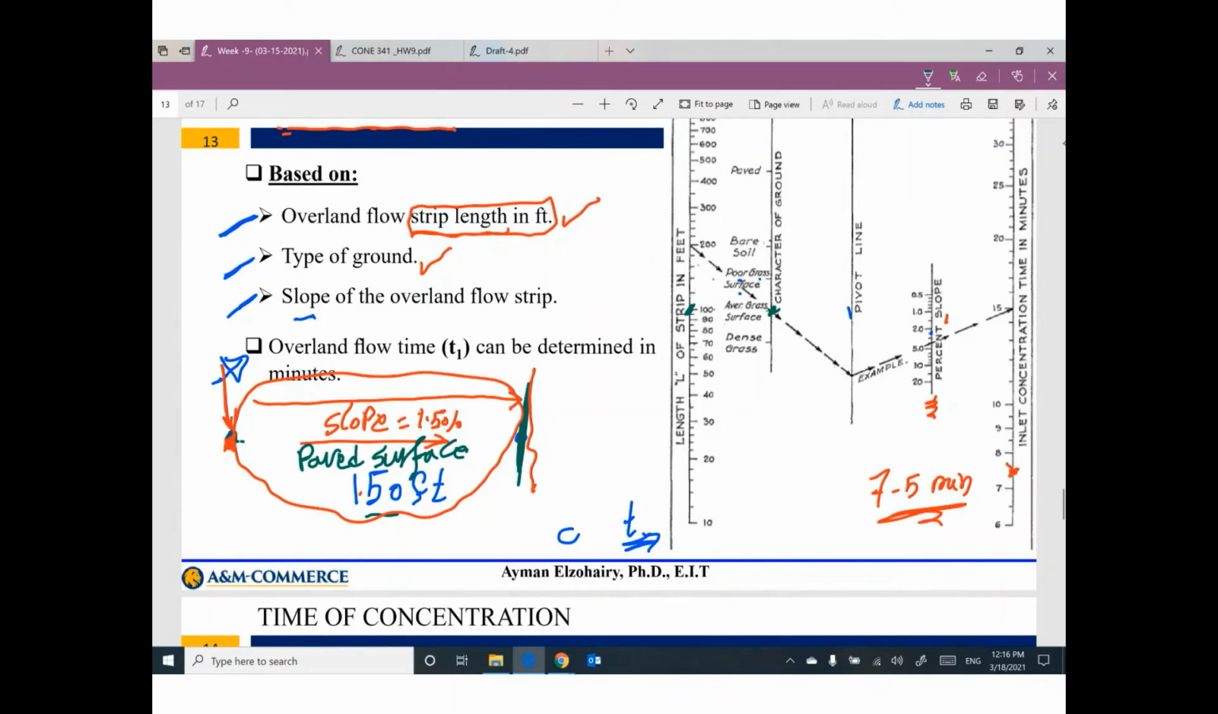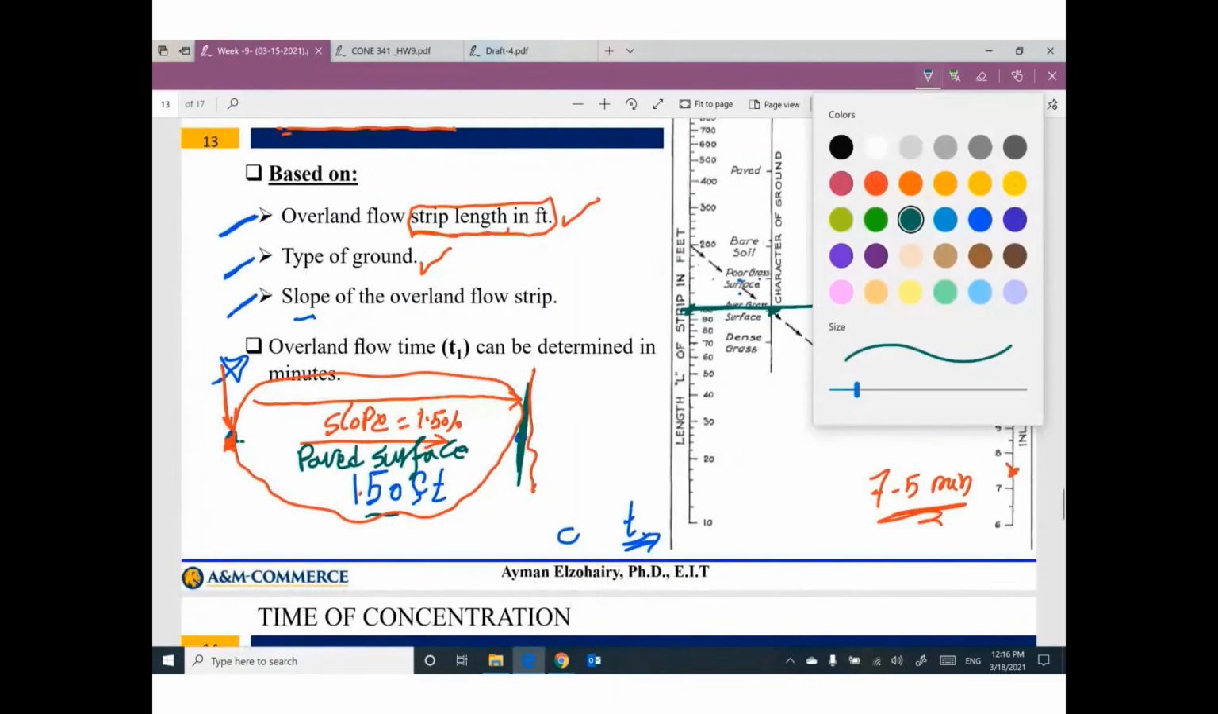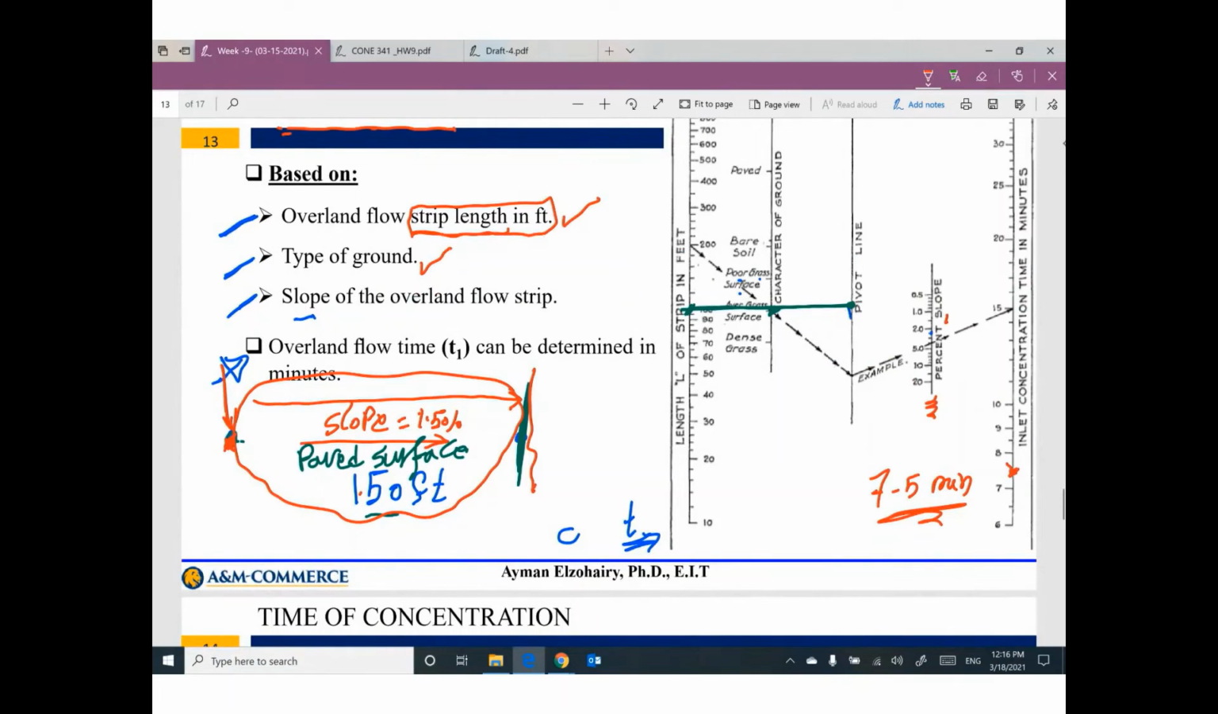Can you draw a line between the 2 points? Yes, I can. We have another point here. The following step, the slope of this area of land is 2%. So the slope here is 2%. There you go. I will draw another line between this pivot line and this point and extend it. I will reach to this scale.